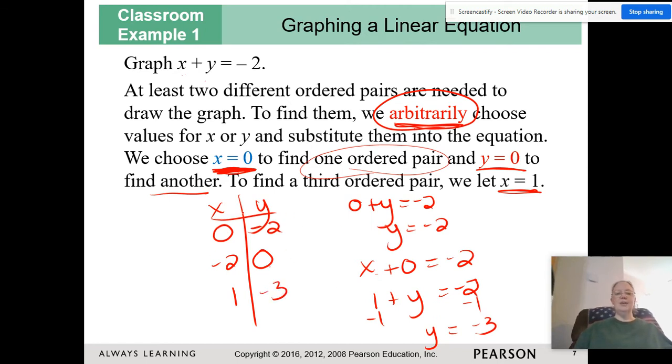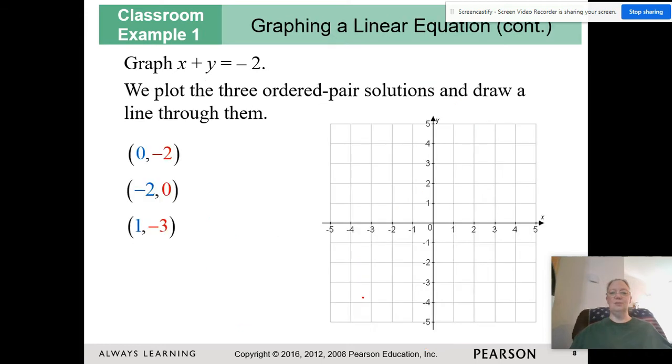All right, so I'm going to take these 3 ordered pairs, these 3 solutions, I'm going to plot them, and then I'm going to connect them with a straight line. So 0, -2: over 0, down 2. -2, 0: left 2, up 0. And 1, -3: right 1, down 3.